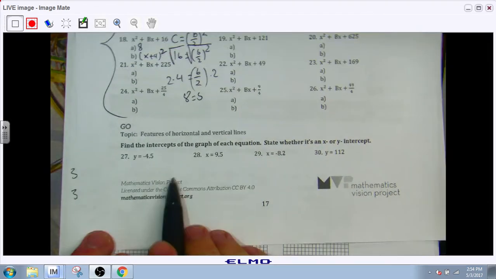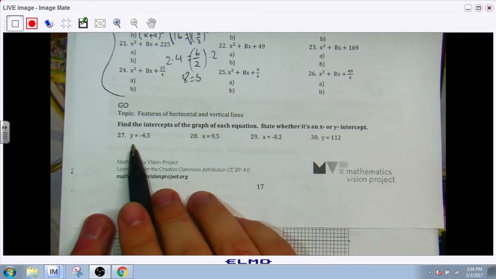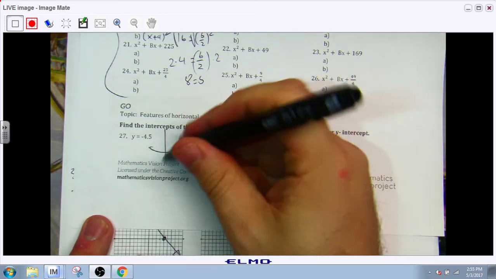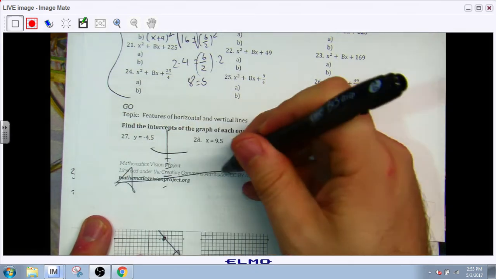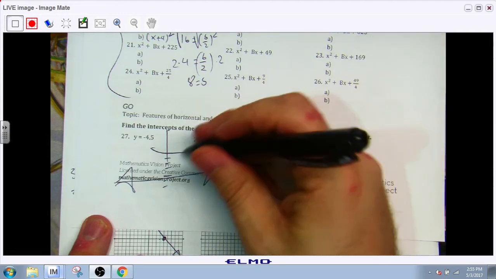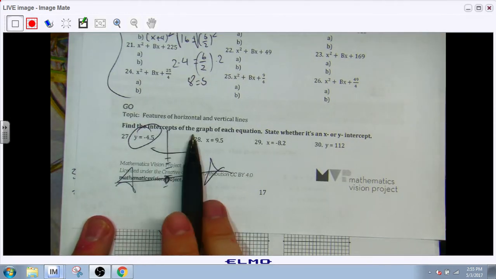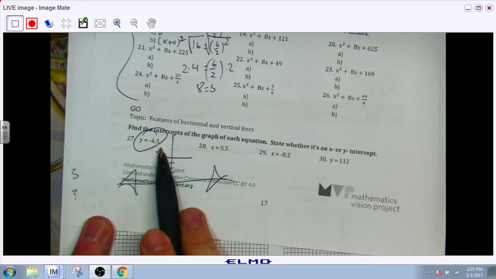The last section says horizontal and vertical lines, find the intercepts of the graph. So if y equals negative 4.5, this is going to be a y-intercept, right? Because what this is saying is y equals negative 4.5. It's going to be a horizontal line looking like this. So the intercept is this. So what we see is when we talk about vertical and horizontal lines, the intercept is that.